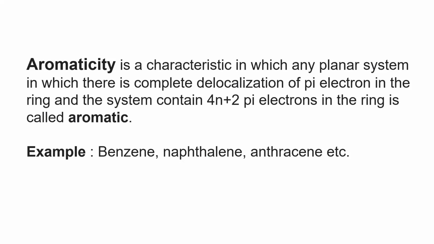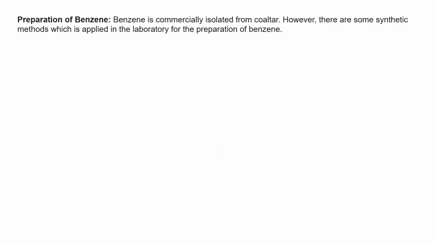Hence, aromaticity is a characteristic in which any planar system with complete delocalization of pi electrons in the ring, and containing 4n plus 2 pi electrons in the ring, is called aromatic. So these are the three conditions which have to be satisfied by a compound to be called an aromatic compound. For example, we have benzene, naphthalene, and anthracene.